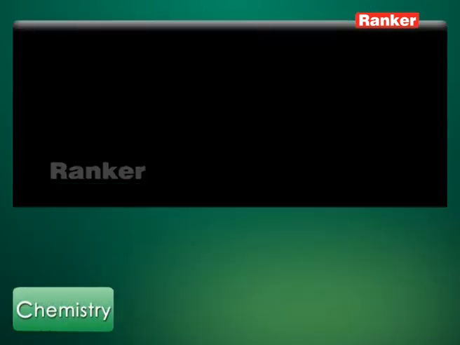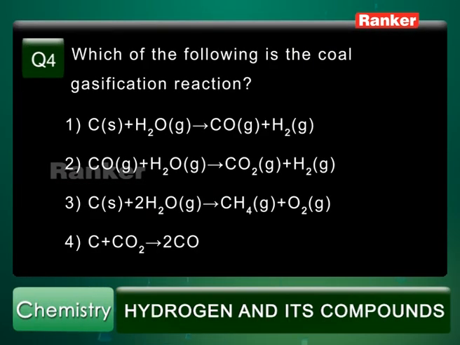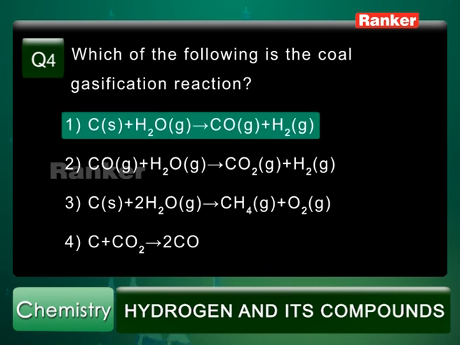Question number 4. Which of the following is a coal gasification reaction? First option carbon solid plus water gas gives rise to carbon monoxide plus hydrogen. Next, carbon monoxide plus water gives rise to carbon dioxide and hydrogen. Third option carbon solid plus water gas gives rise to methane gas plus oxygen. Fourth option is C plus CO2 gives 2CO. The correct answer is first option. Formation of water gas is called as coal gasification.